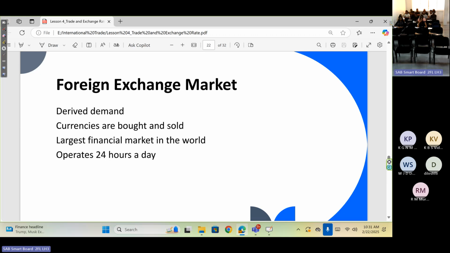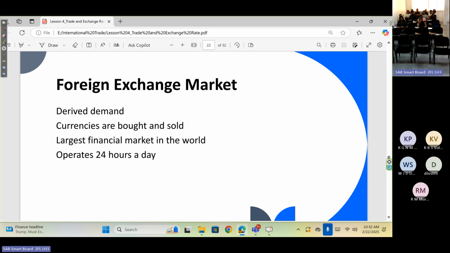Compared to a regular market, a market for a product, it has some differences, right? This is a kind of market that operates 24 hours a day. We cannot go from 8 to 5, because different countries, different regions have different time limits. So the foreign exchange market is one common platform which is open 24 hours, 365 days. Currencies are bought and sold, compared to the goods and services market, where goods are bought and sold. Here different currencies, maybe dollars, maybe Indian rupees, maybe rubles, are exchanged one to another. This is the largest financial market in the world.